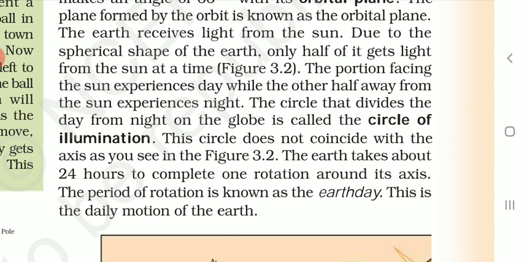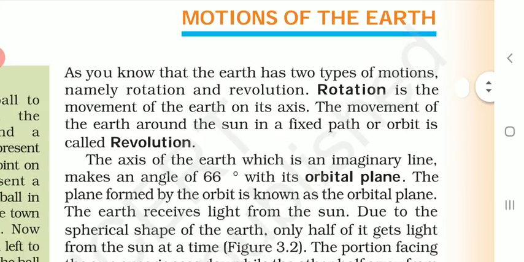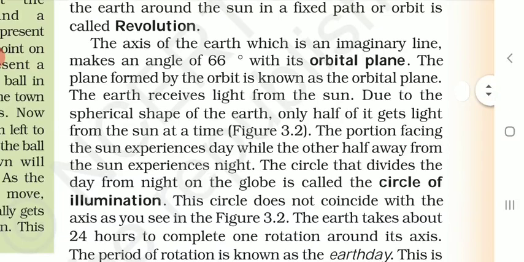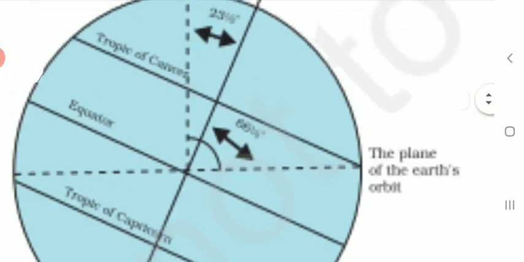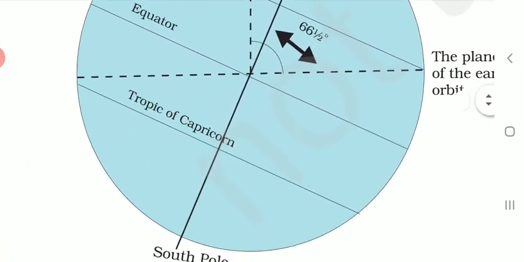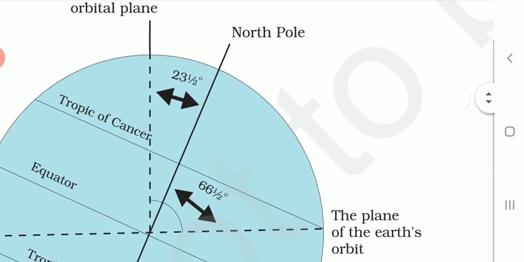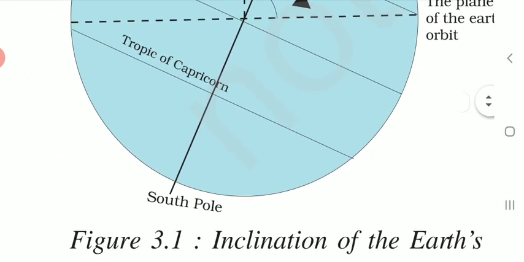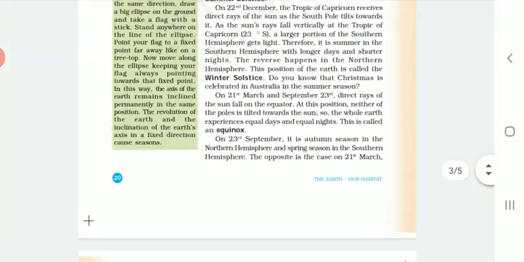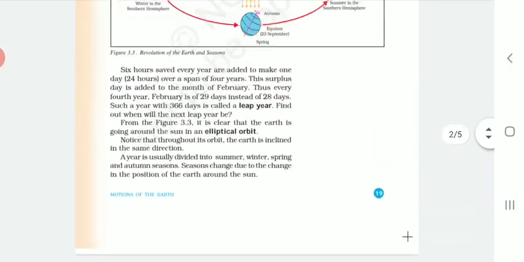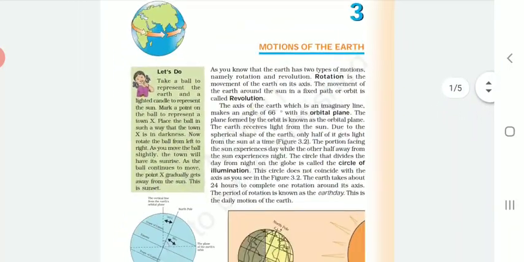The earth takes about 24 hours to complete one rotation around its axis. The period of rotation is known as the earth day. This is the daily motion of the earth. Here it is explained that the axis of the earth is an imaginary line. As you can see here, this line from the north pole to the south pole is called the axis of the earth, and it is not an actual line. It is an imaginary line. The earth rotates around this imaginary line.